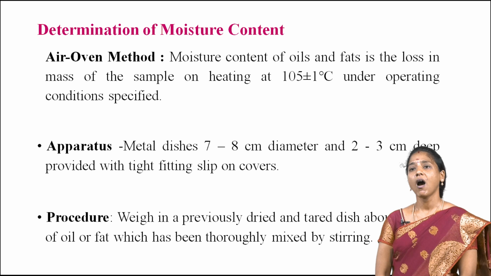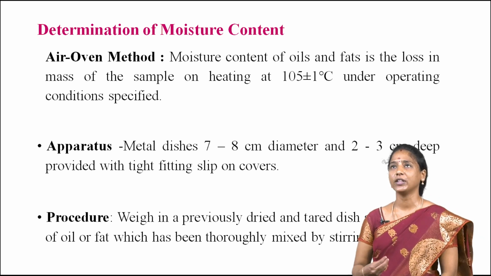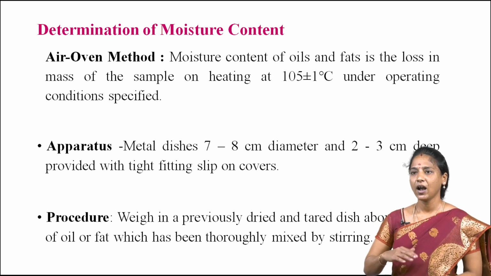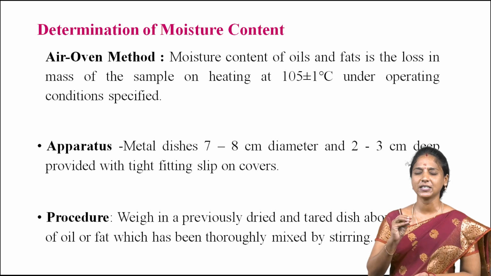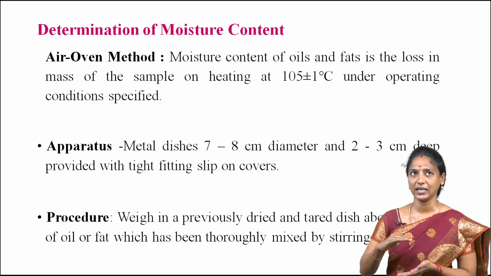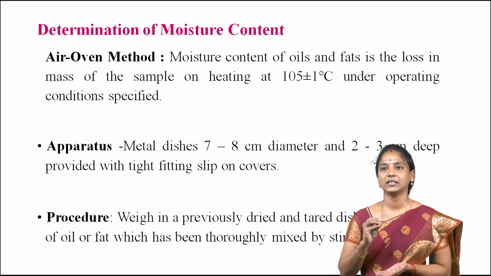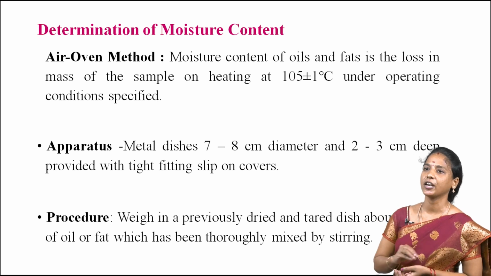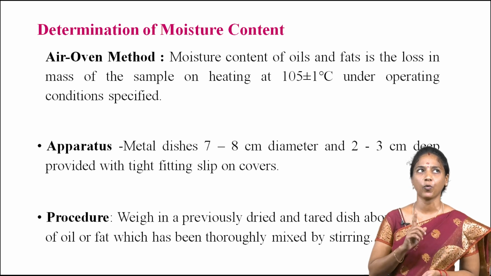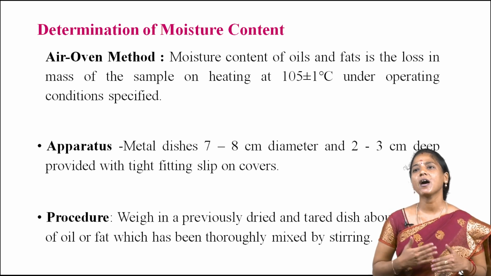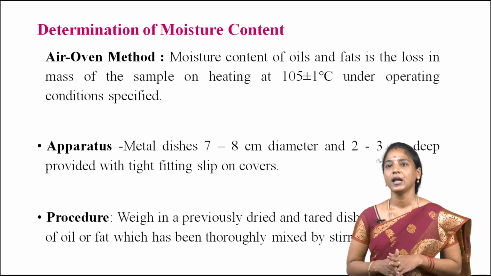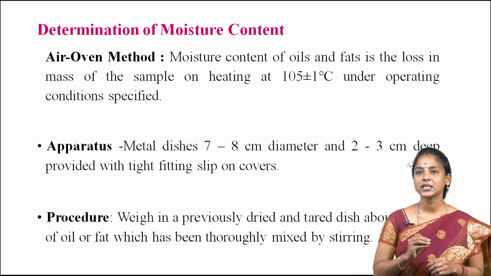10 gram of oil or fat which has been thoroughly mixed by stirring. Loosen the lid of the disc and heat in the oven at 105 plus or minus 1 degree Celsius for 1 hour. Remove the disc from the oven and close the lid. Cool in a desiccator containing phosphorus pentoxide or equivalent desiccant and weigh. Heat in the oven for a further period of 1 hour. Cool and weigh. Repeat the process until the change in weight between two successive observations does not exceed 1 milligram. Carry out the determination in duplicate, moisture and volatile matter.